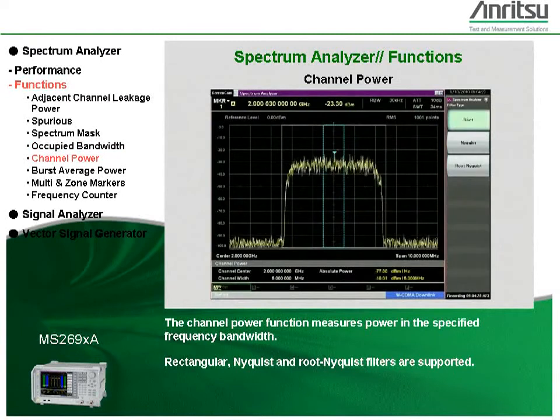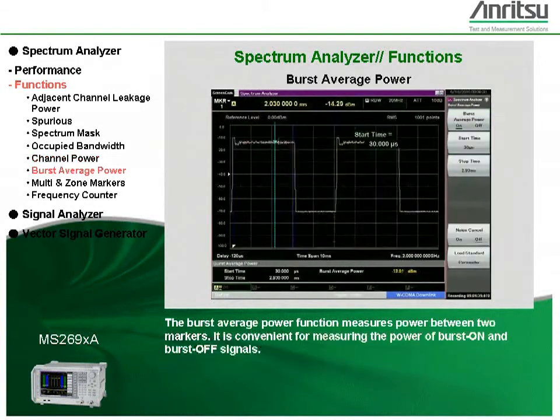The channel power function measures power in the specified frequency bandwidth. Rectangular, Nyquist, and root Nyquist filters are supported. The burst average power function measures power between two markers. It's convenient for measuring the power of burst on and burst off signals.